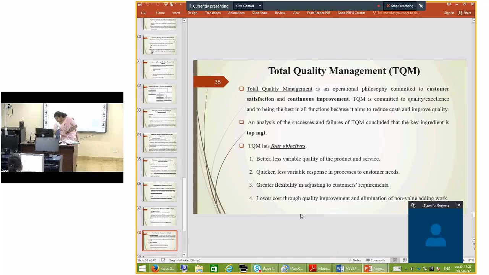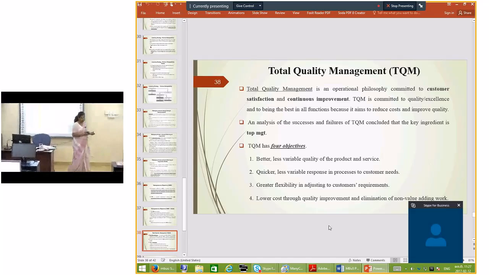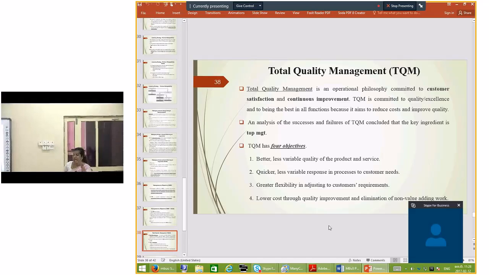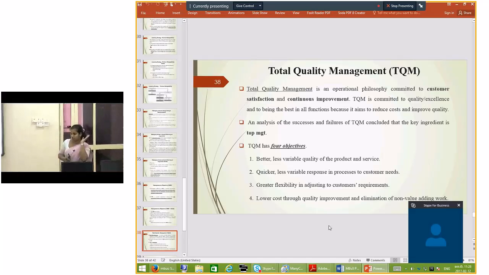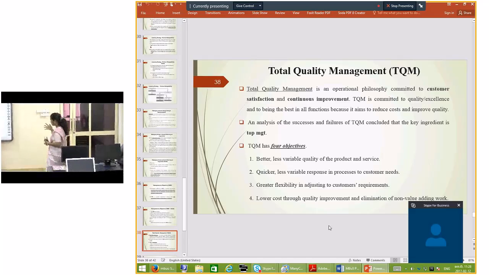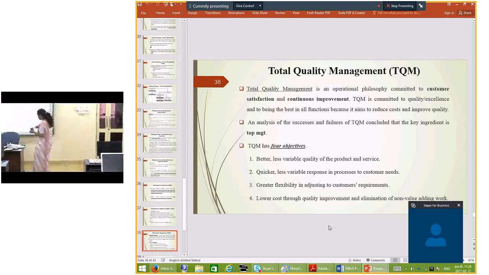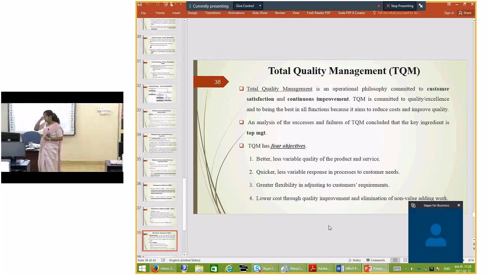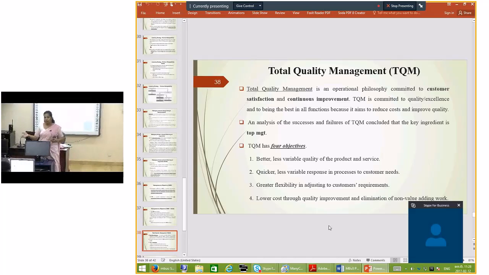The last one is lower cost through quality improvement and elimination of non-value-adding work. That is our intention under TQM, because as we mentioned, our focus is continuous improvement in our production processes. Therefore, if we think that a particular activity adds no value to this process, then we just eliminate it. Understood? Assuming, for example, packing, if you think the ironing department can manage the packing as well, then we don't need another separate function called packaging.